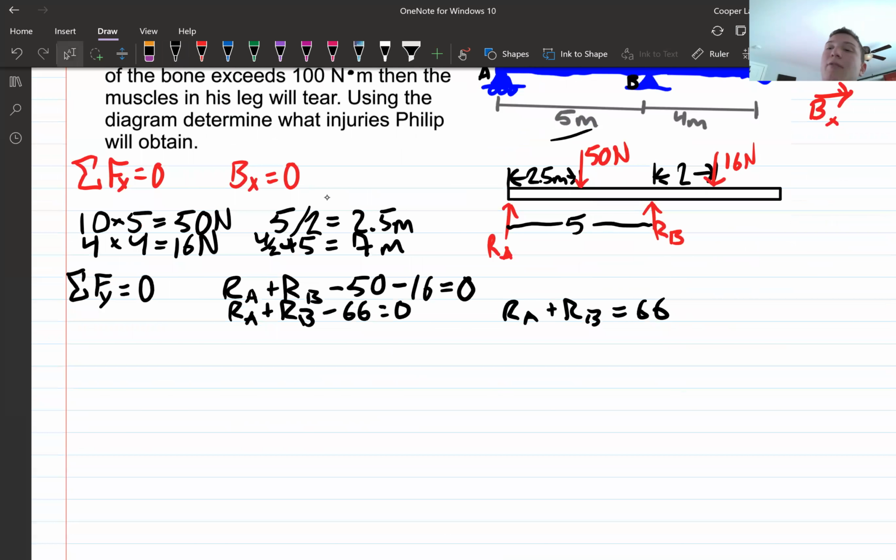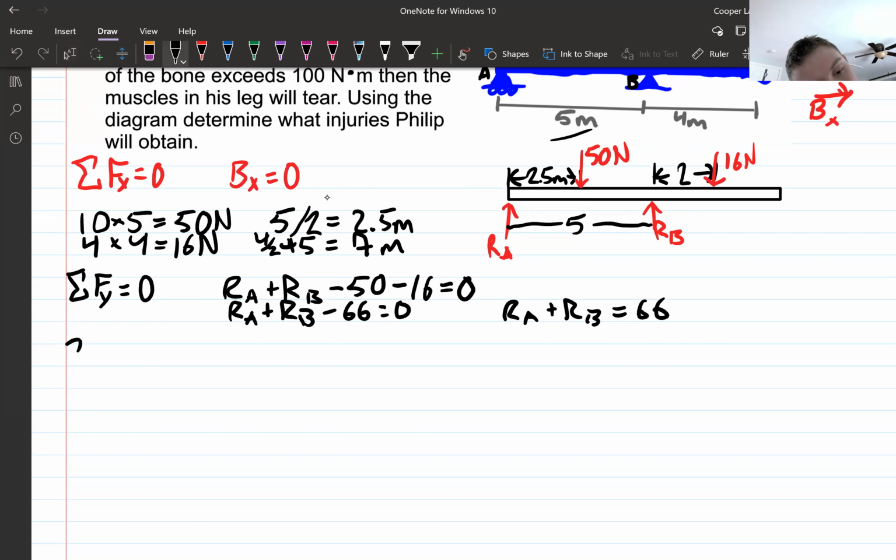Now we have to solve for either R sub A or R sub B. My immediate thought is to go into a moment, because if I use moment, I'm going to be able to get rid of one of my unknowns. So I can do a moment at either point A or point B. I'm going to choose point A because it keeps all my forces on one side. However, you can also do it with point B.